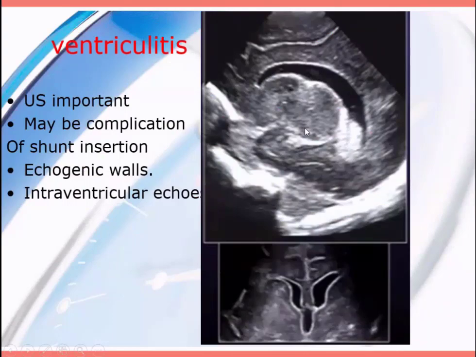Then don't forget, when you find ventriculitis, the ultrasound is important for diagnosis and follow-up, and also to detect the hydrocephalus, and maybe the complication of shunt. The ventriculitis may be a complication of shunt insertion. We have an echogenic wall like this one, a thickened echogenic wall with intraventricular echoes, and maybe subdural, extradural collections and empyema with internal echoes.